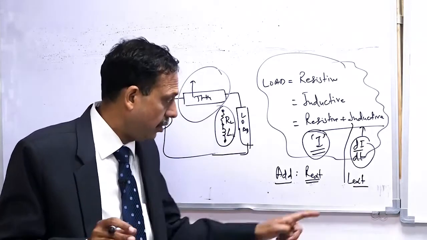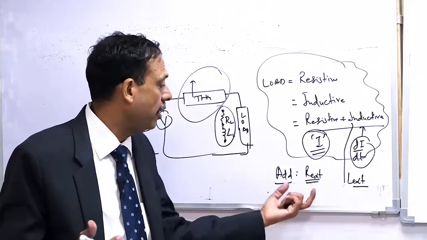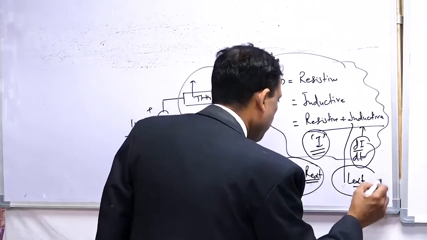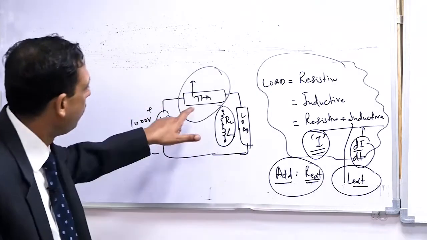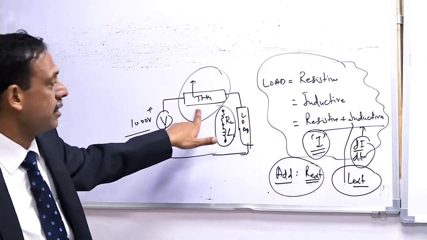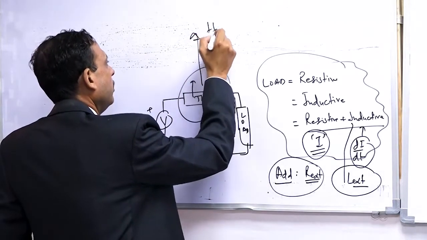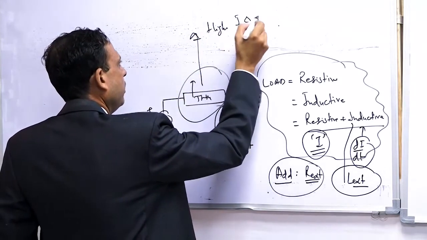Now, using the external resistance, you know that losses will take place. Addition of this is going to cost money, but that has to be done if we have to save the thyristor, or we have to revise the thyristor rating to a higher I and di by dt.